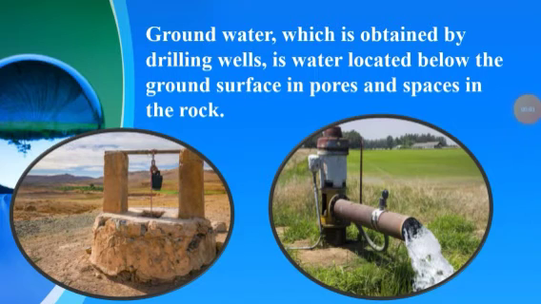Groundwater. Groundwater, which is obtained by drilling wells, is water located below the ground surface in pores and spaces in the rock.